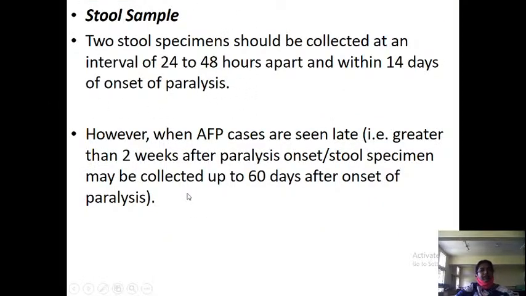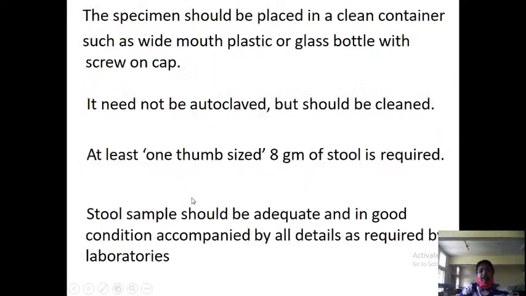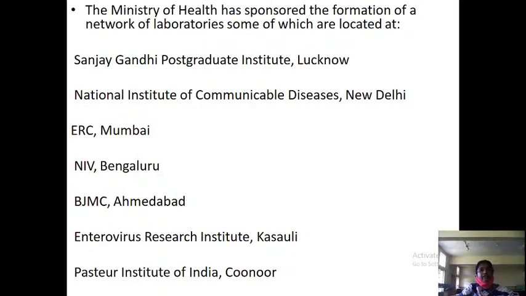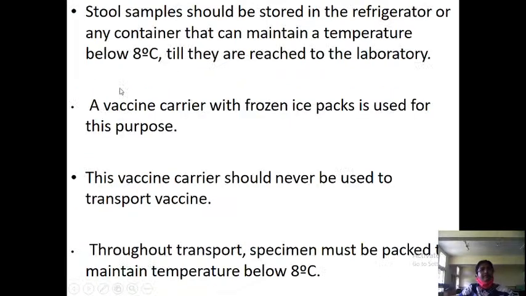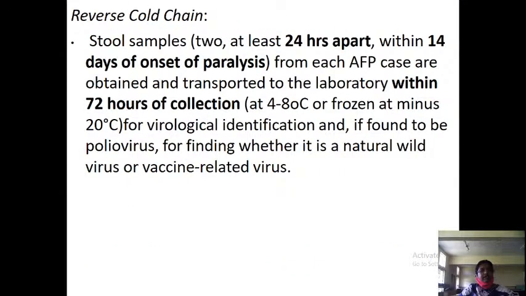So, like I said, the way the stool sample is taken is very important. It should be placed in a clean container with a wide mouth, or a glass bottle with a screw-on cap. It should not be autoclaved, and usually 1 thumb-sized amount, approximately an adult thumb, that is about 8 grams of stool, is required. It is sent to the national laboratories which are WHO accredited, at a low temperature, 4 to 8 degrees centigrade, and within 72 hours it should reach the laboratory.